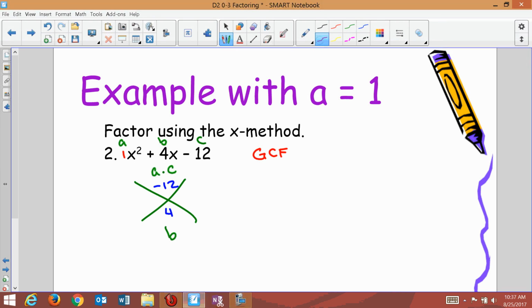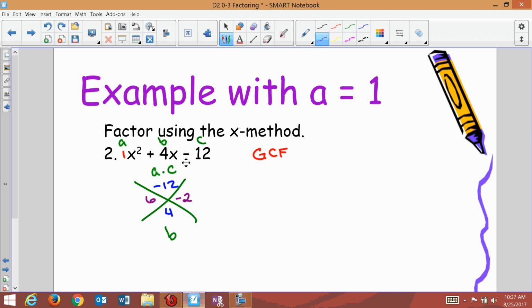If you try to use the numbers 4 and 3, this will not work because no combination of 4 and 3 can give us 4 there. So I can't use those terms. The numbers are actually going to be 6 and 2. So how do I get to a 4? Well, I need to subtract 2. Now check it. Does 6 times negative 2 give me negative 12? Yes. So my numbers are 6 and negative 2, excuse me.